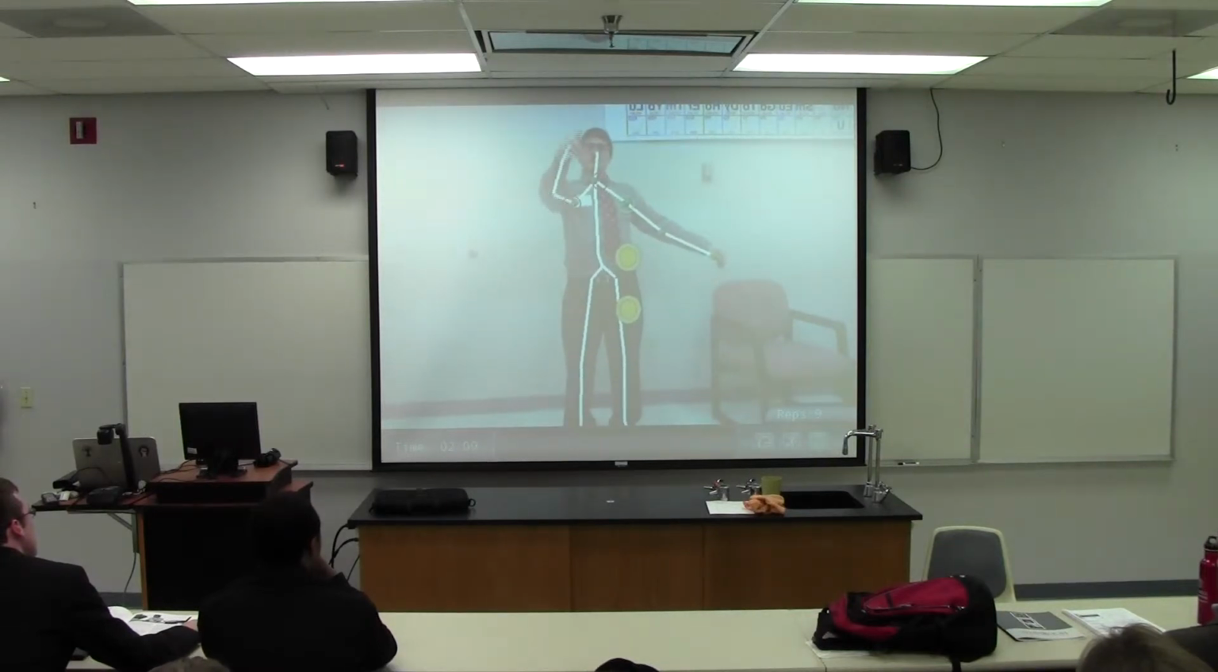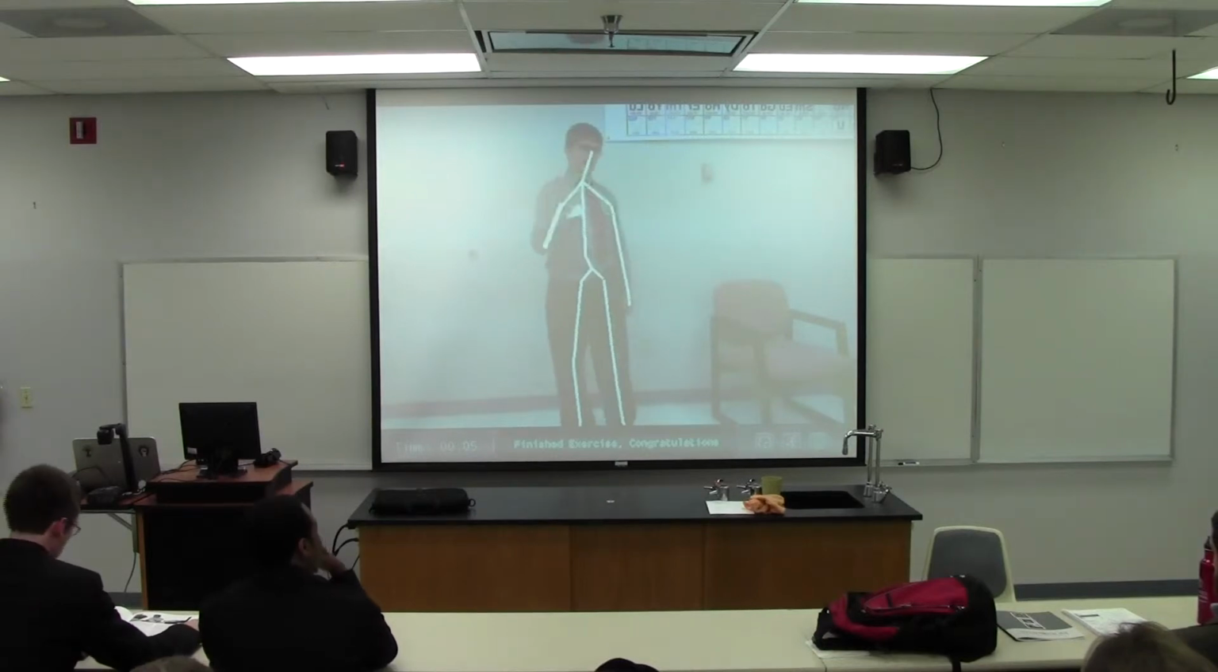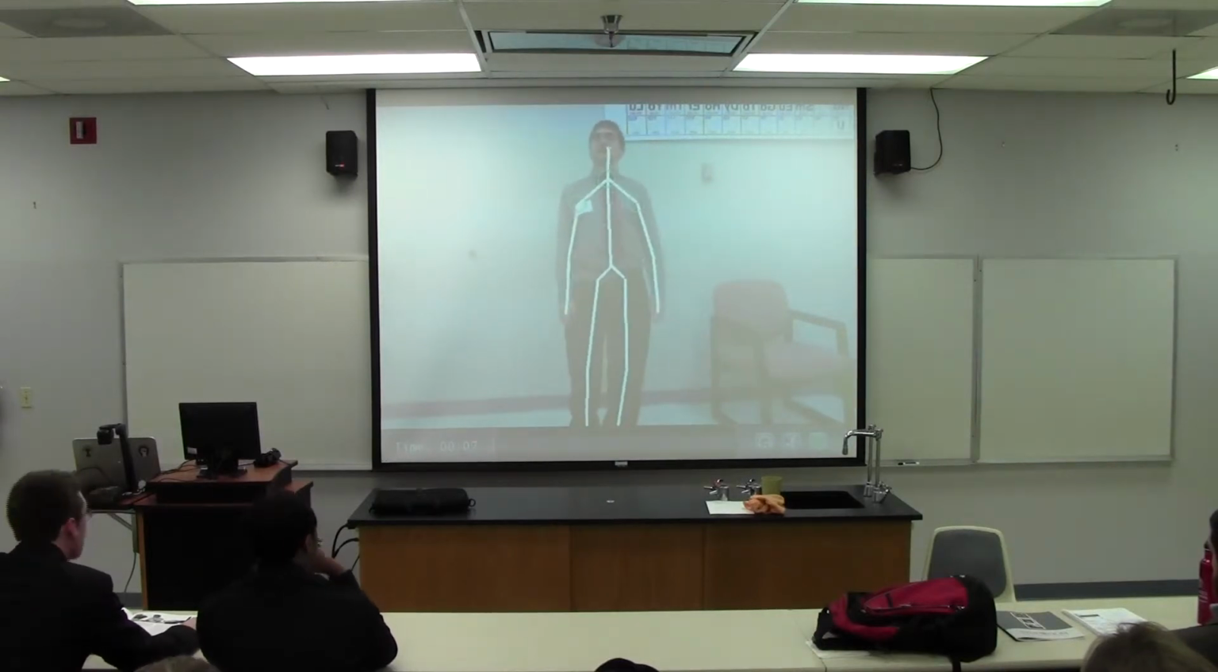And there will also be an icon. The orange icon on the bottom right will light up if I move too fast, and it'll display a textual output to let me know that I'm moving too fast. So once I finish the exercise, it says, "Finished exercise, congratulations," and it'll put me back in the ready state so that I can start a new exercise.